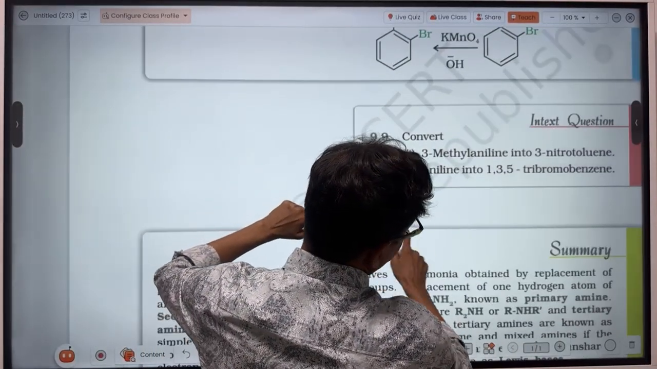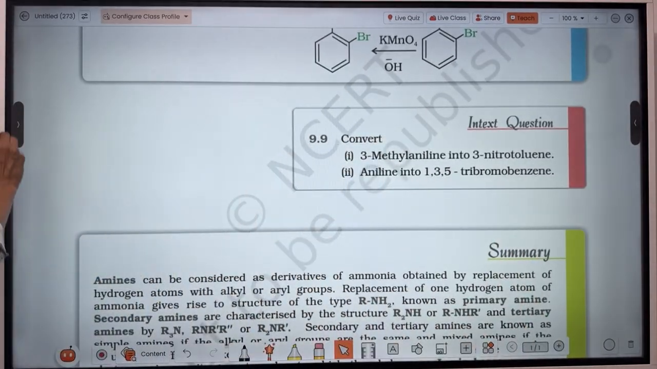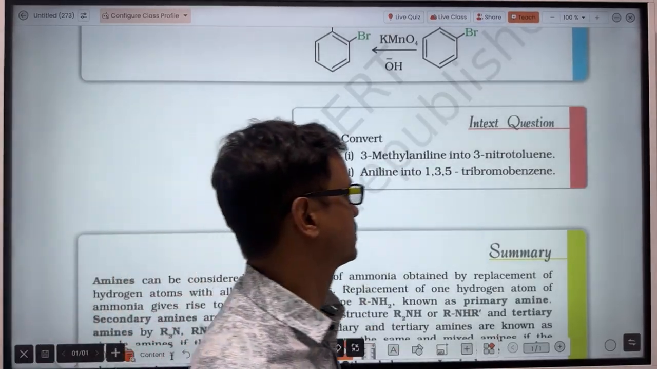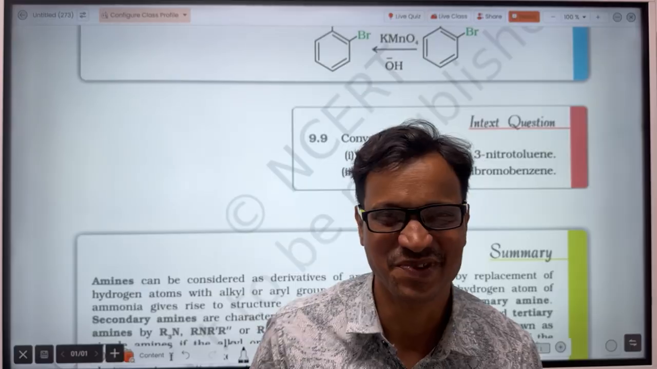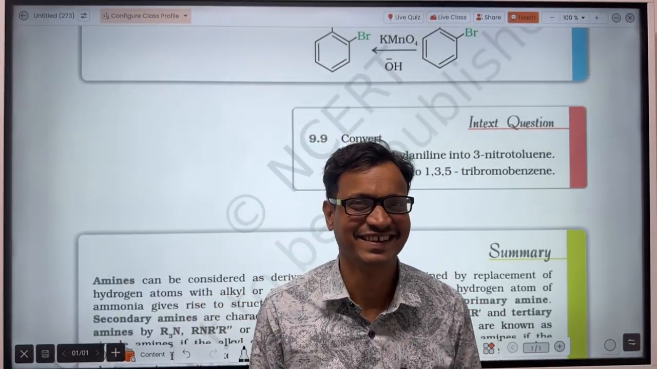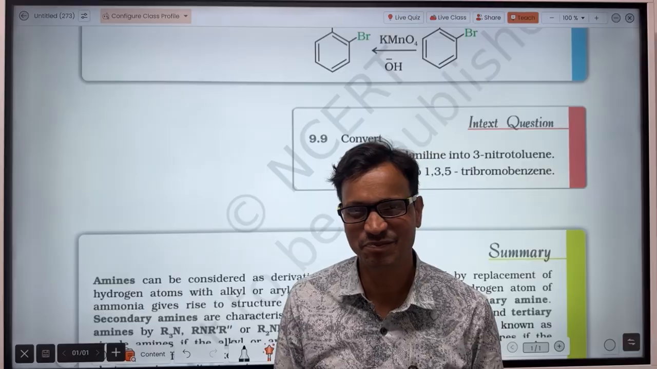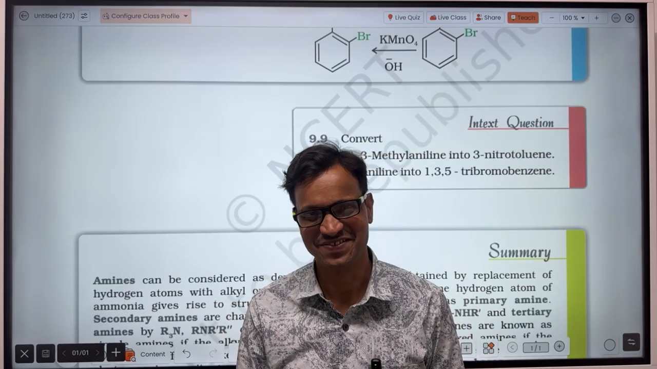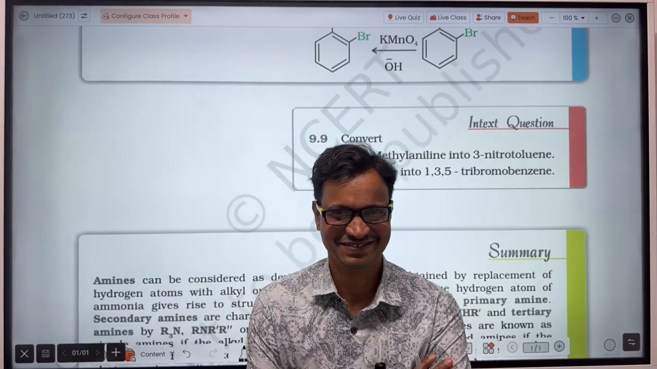It is aniline into 1,3,5-tribromobenzene. This reaction could be solved in a single step. Aniline can be converted into 1,3,5-tribromobenzene very easily. Bromination at all three positions was very easy, you have seen. But to prepare the mono-substituted bromo derivative of aniline is difficult. But that was prepared. How?